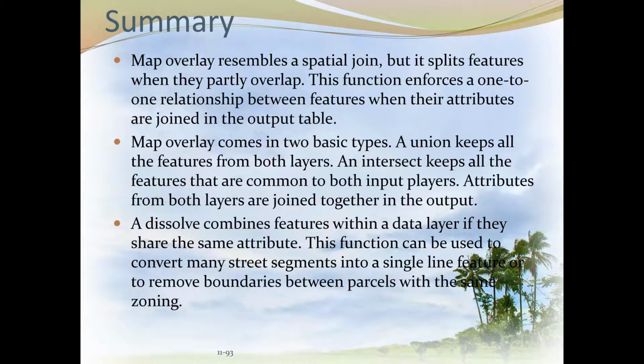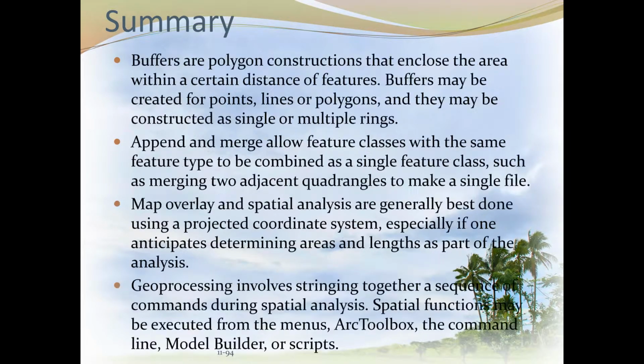A map overlay comes in two basic types. A union keeps all the features from both layers, and intersect keeps all the features that are common to both input layers. Attributes from both layers are joined together in the output. A dissolve combines features within a data layer if they share the same attributes. This function can be used to convert many street segments into a single line feature or to remove boundaries between parcels with the same zoning.